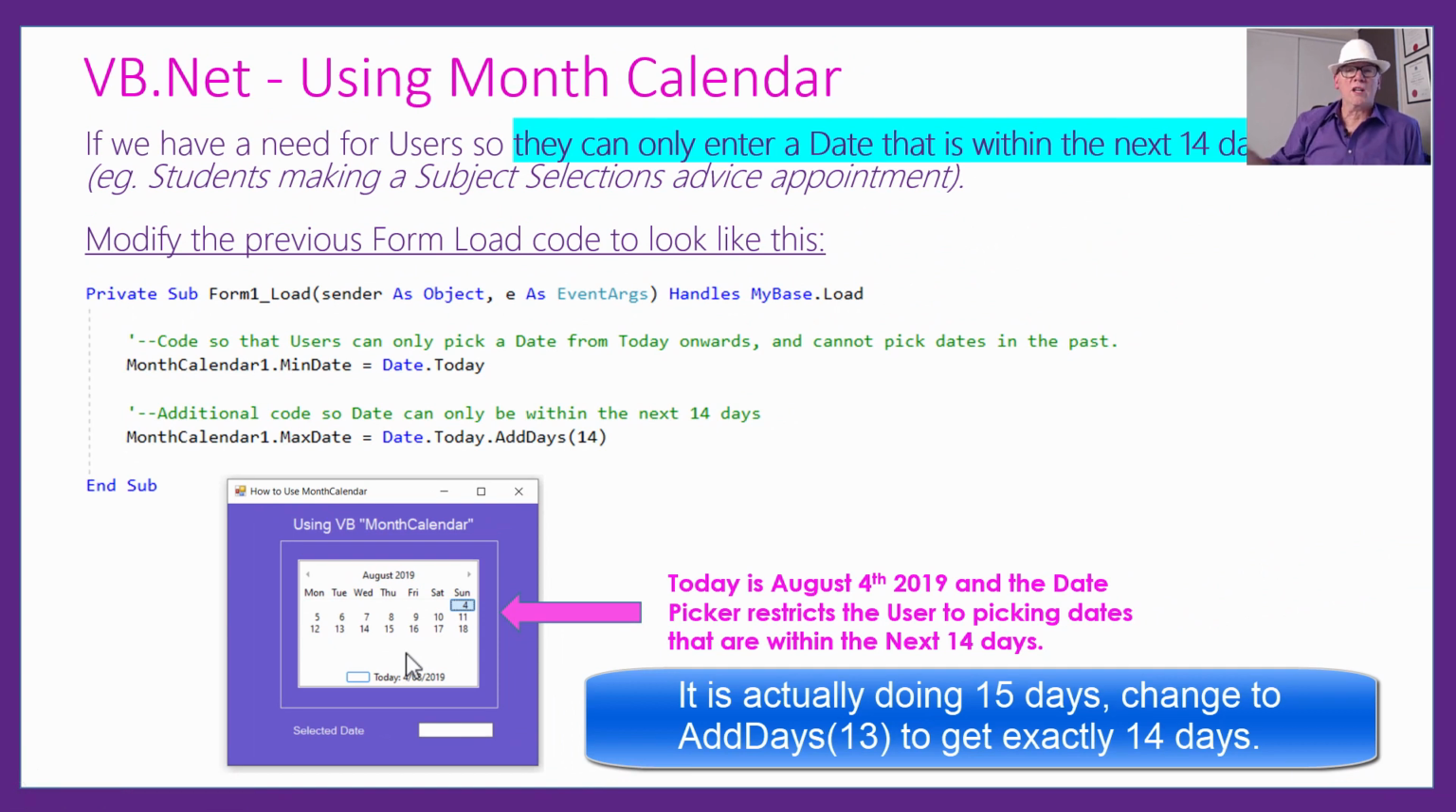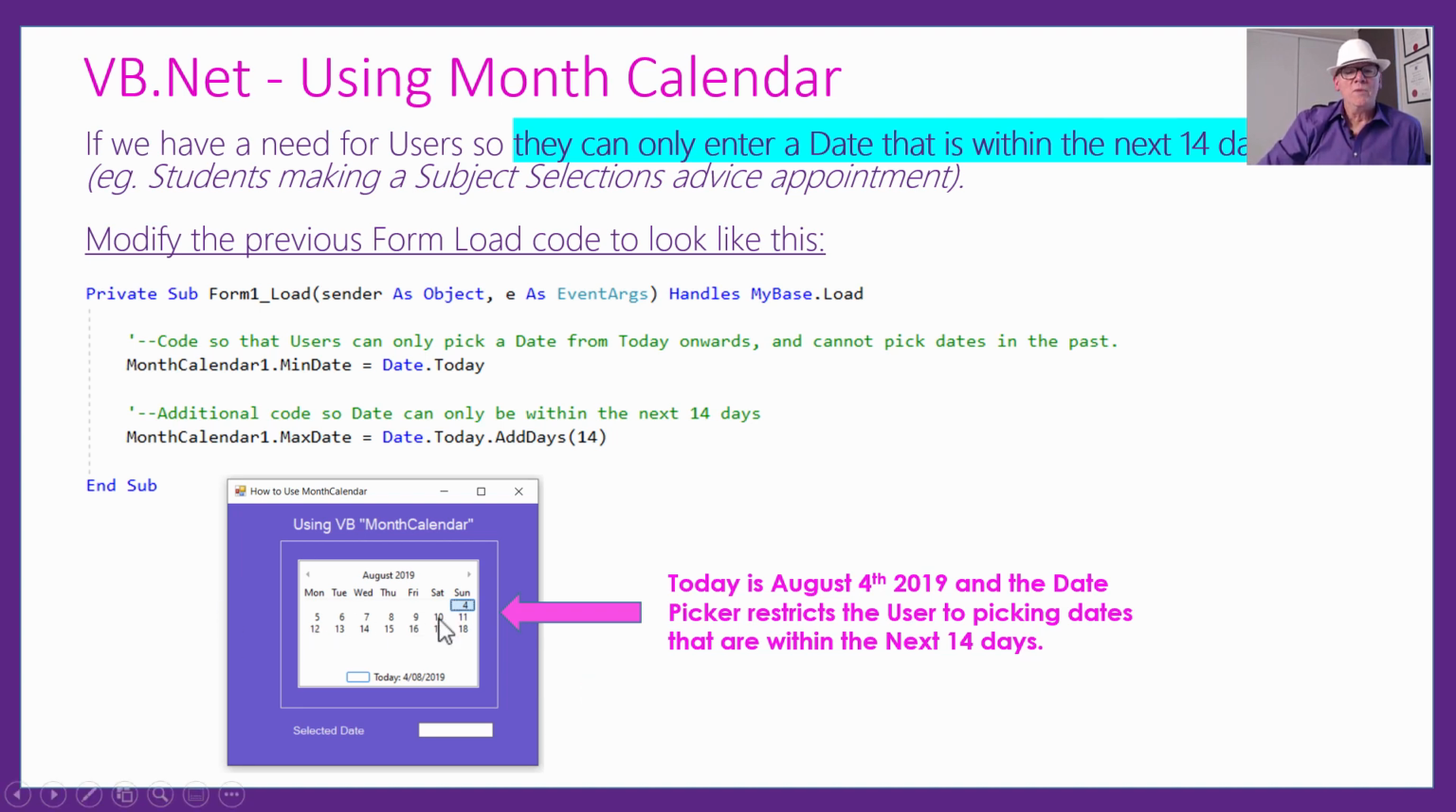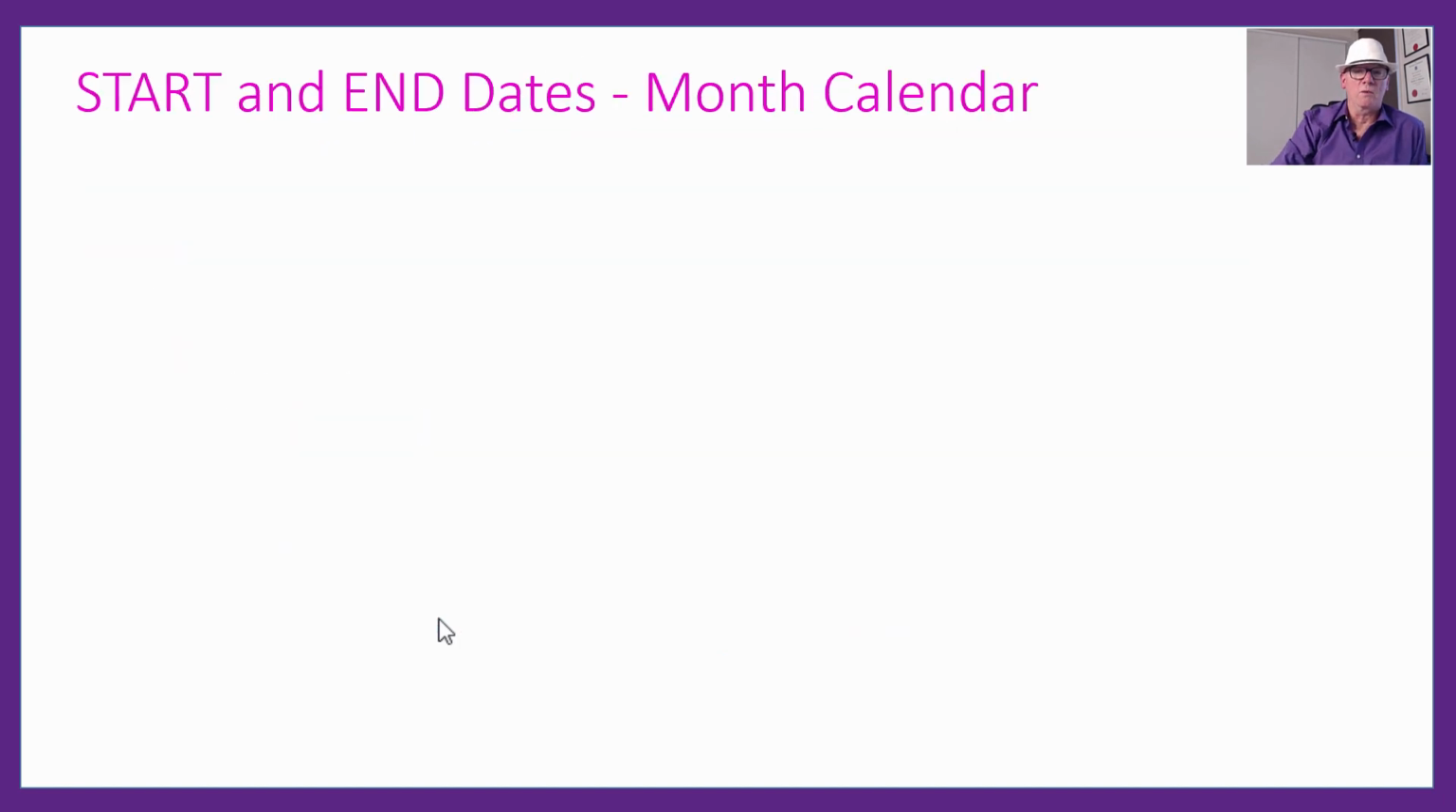All right, so we can restrict what they can see on the form to restrict down the dates that they're allowed to choose from, okay? Make a restricted, limited subset of the calendar. So that's a really nice feature of this month calendar picker as well.